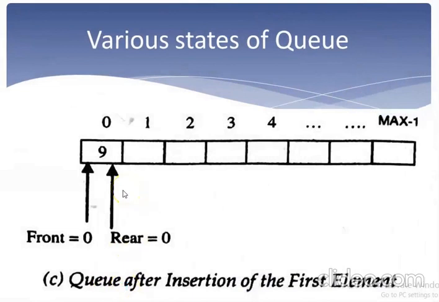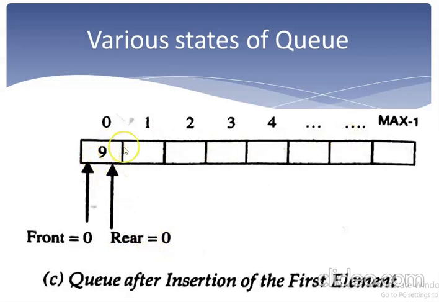Now we are adding an element through the rear. So it has to be kept in item of 0. So 9 is being added. So item of 0 gets 9. When there is only one element in the queue, the front value is 9, so as the rear value.